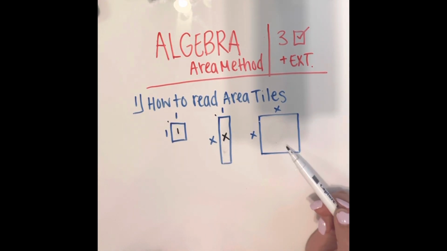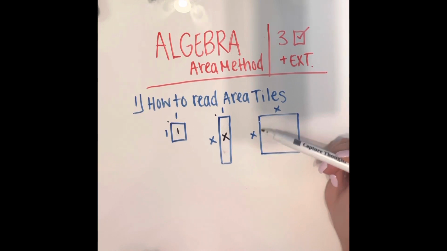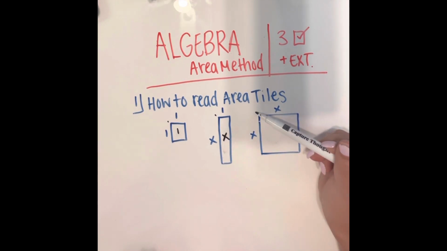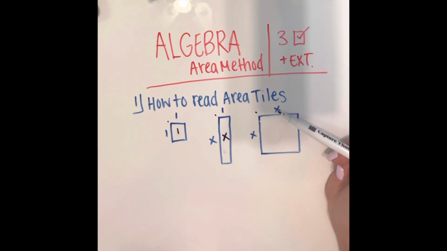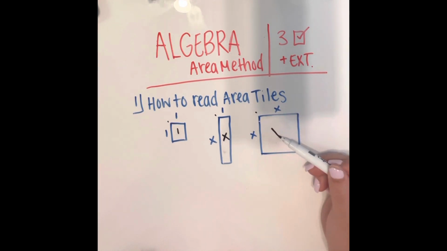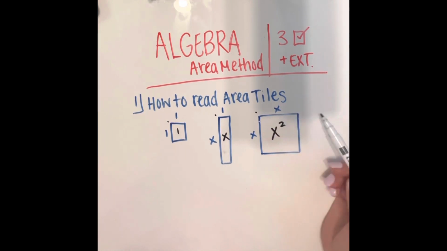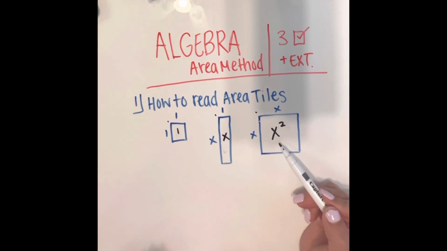Same thing on the other tile. We have a side of x and then another side of x. If we multiply these two x's together, we are left with x times x is x squared. So this tile will be x squared.